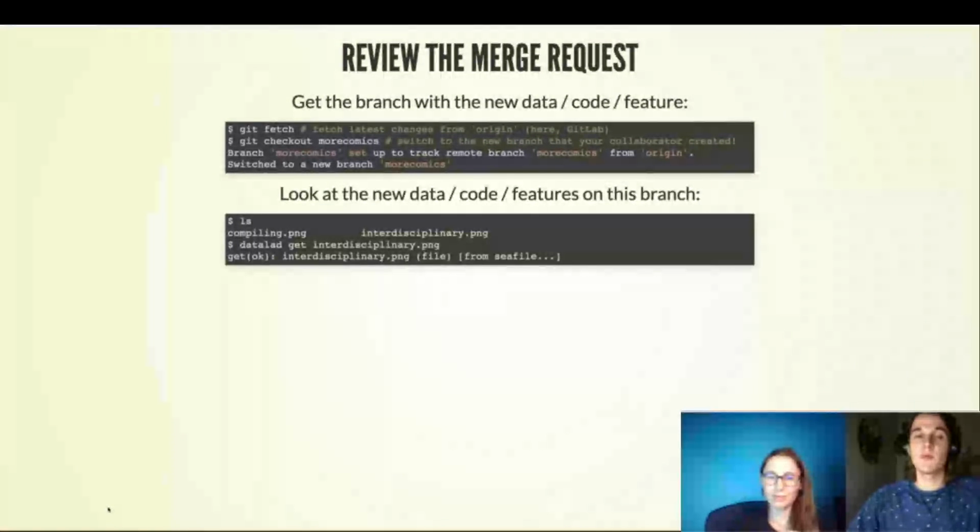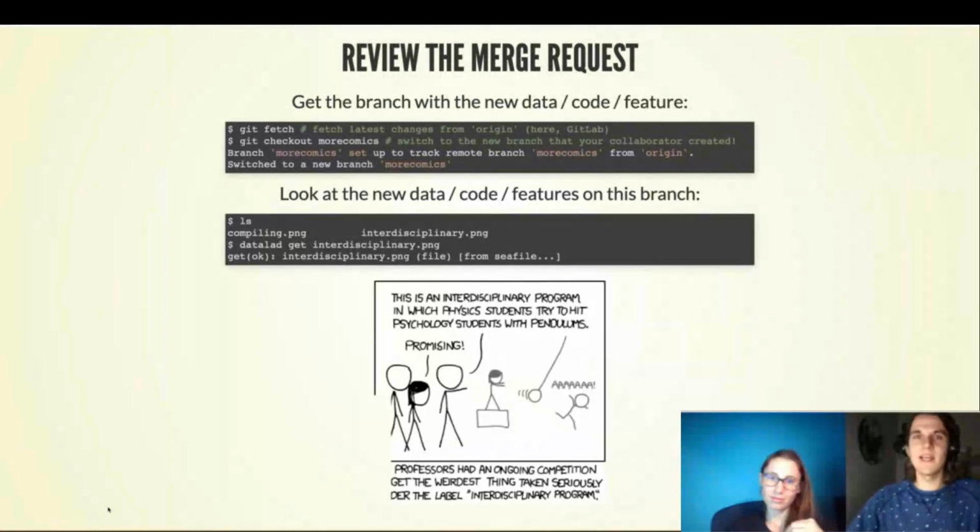Then what I can already do is use the simple ls command to list the files in the directory, and having just pushed the compiling PNG comic before, I notice, oh, there's a new file, interdisciplinary PNG. That sounds very exciting. Since even on this branch the annex contents have already been pushed to the Seafile remote that holds the annexed data, I can simply DataLad get this file that doesn't exist yet on my own machine, and I can look at the comic.